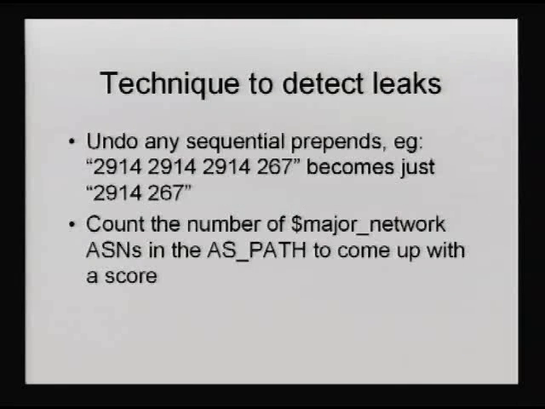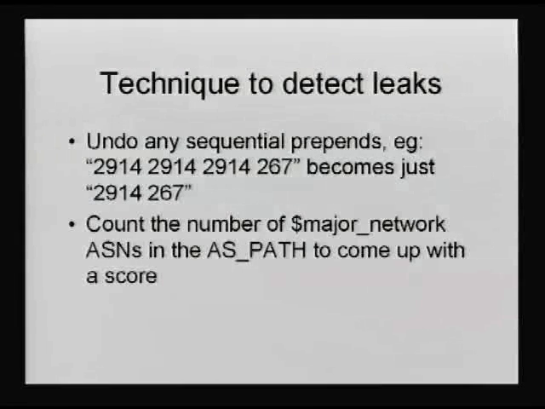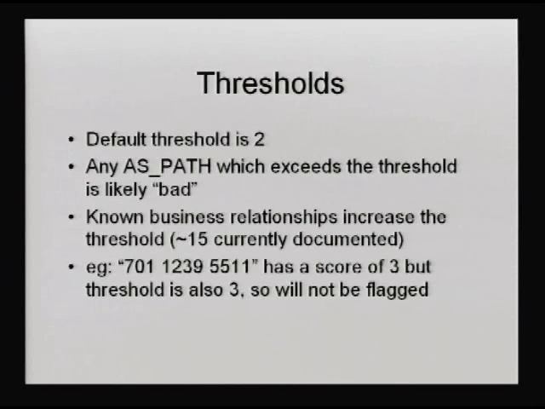And so what I do is I take the AS path, I undo any prepends that are in there, and then I count the number of those ASNs that are in that prior set in the AS path. So you can look at that and come up with a score. The default score that I use in the code is 2. Anything over 2 is obviously something weird if you've got more than 2 of these major network ASNs in the path.